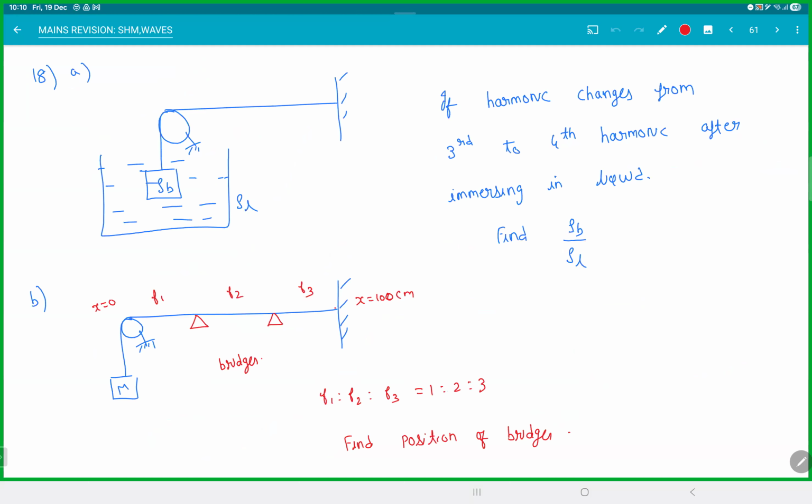Let's get these two. If the harmonic changes from third to fourth when you immerse in the liquid, so before immersing it is third harmonic, after immersing it becomes fourth harmonic. Find the density ratio rho b by rho l.